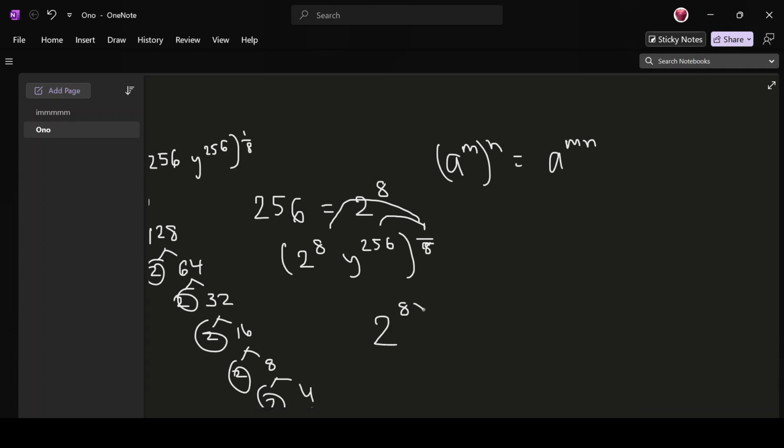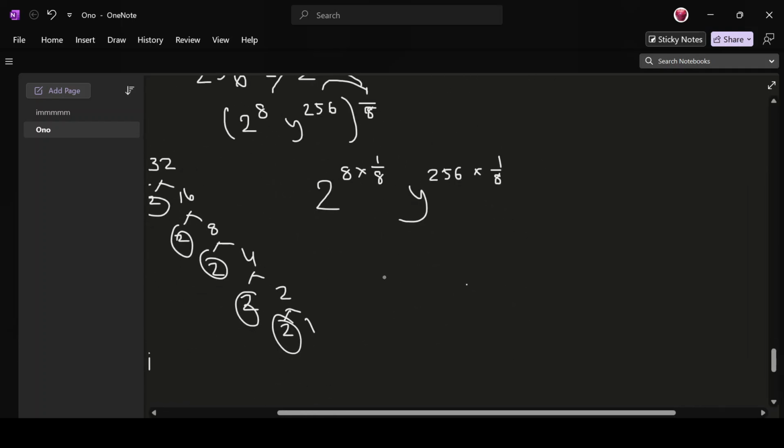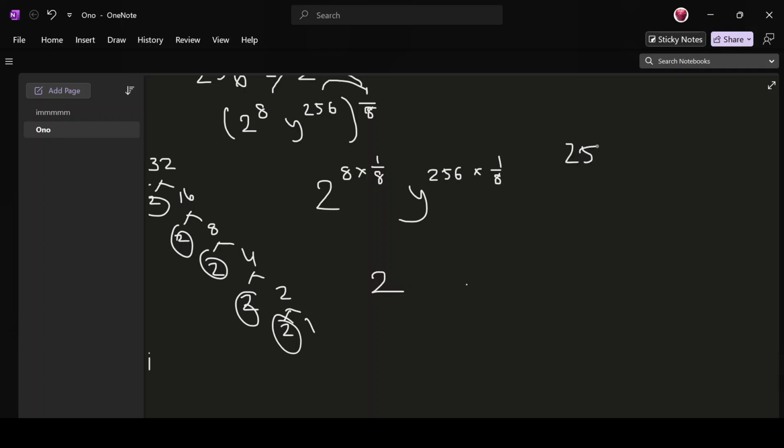2 to the power of 8 times 1 over 8, and then y to the power of 256 times 1 over 8. 8 times 1 over 8, that's just 1, but I won't write it. And y to the power of 256 times 1 over 8. 256 times 1 over 8 is equal to 256 over 8, 256 divided by 8, right? And when you do the calculation, you will end up with 32. So we end up with y to the power of 32. And this is our final answer.